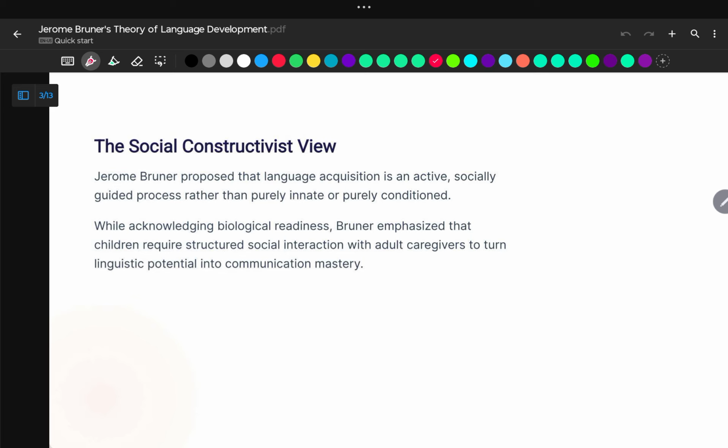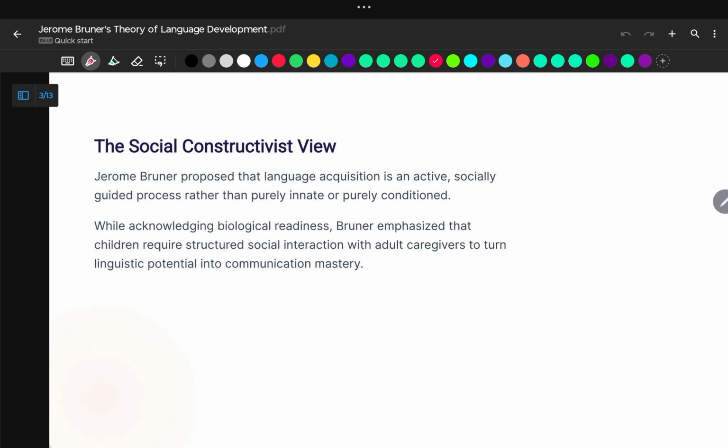While acknowledging biological readiness, Bruner emphasized that children require structured social interaction with adult caregivers to turn linguistic potential into communication mastery. What does Jerome Bruner say? That he acknowledged the biological readiness, that we possess biological readiness to learn the language, and he also emphasized the requirement of structured social interaction, which is popularly known as scaffolding.